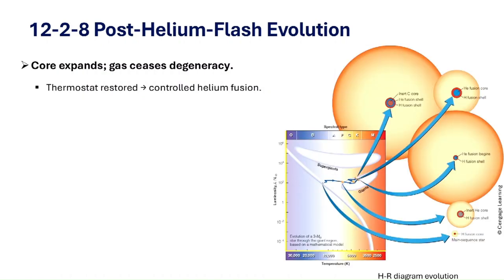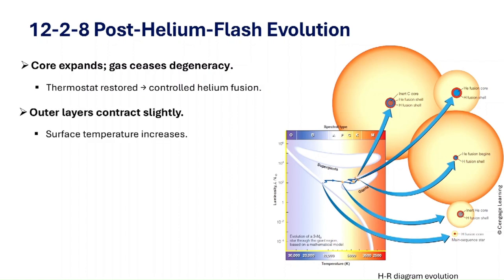Now here you can see the evolutionary track of a 3 solar mass star. The first giant stage has an inert helium core, and the helium flash occurs when the core ignites. Next, after the flash, notice the core expand, and the subsequent stable helium fusion occurs in the second loop of the red giant region. Now while the core stabilizes, the outer envelope responds, and the previously expanded layers contract slightly, which increases the surface temperature.